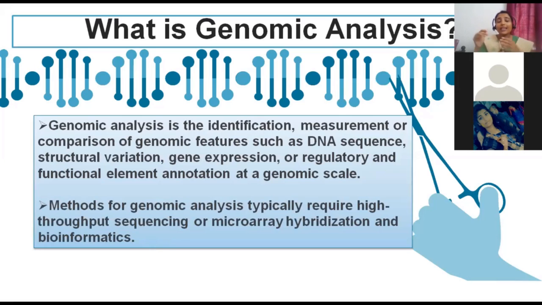Now this high throughput sequencing and microarray, all this will come in the second module or second unit of your course. Basically, high throughput means to get higher efficiency and a higher volume of the genome being considered. Okay, that is high throughput.